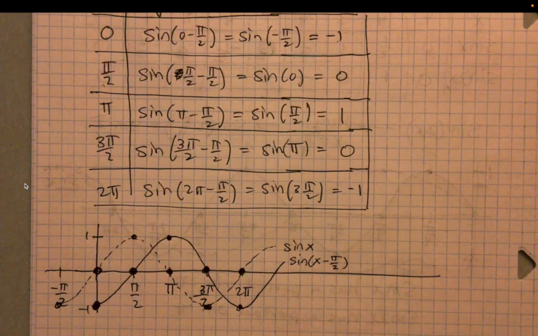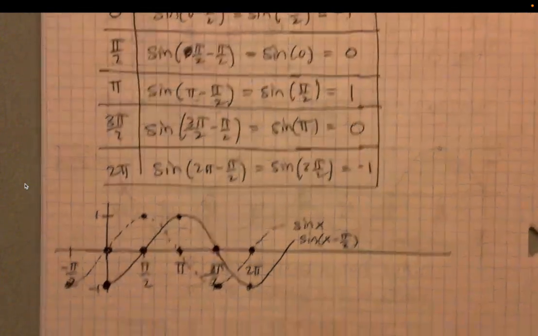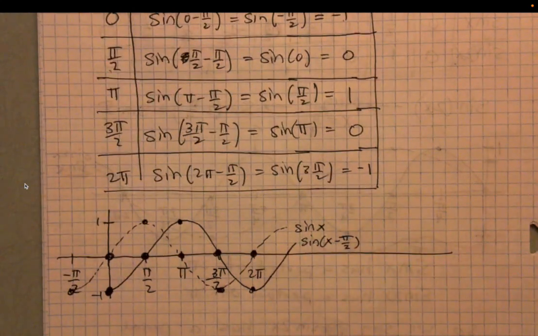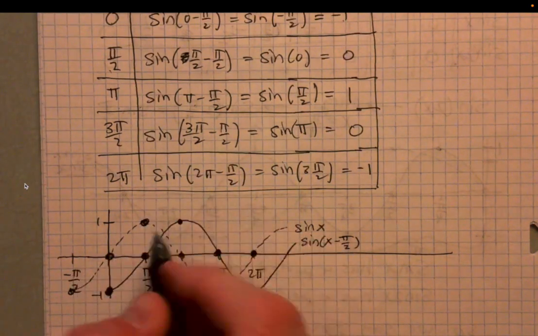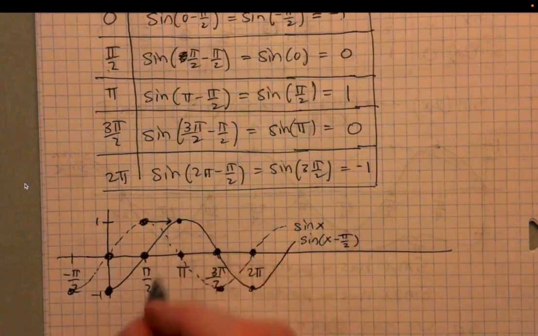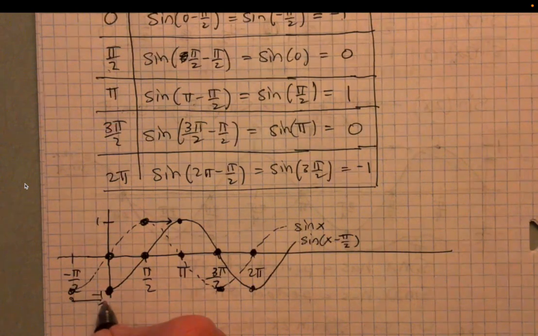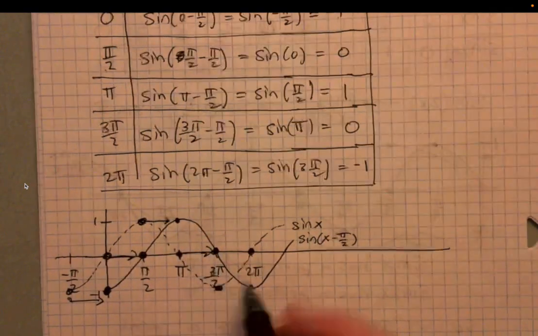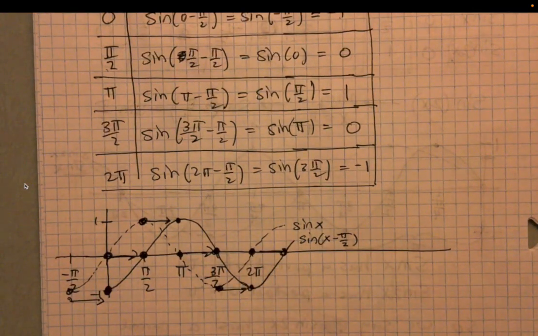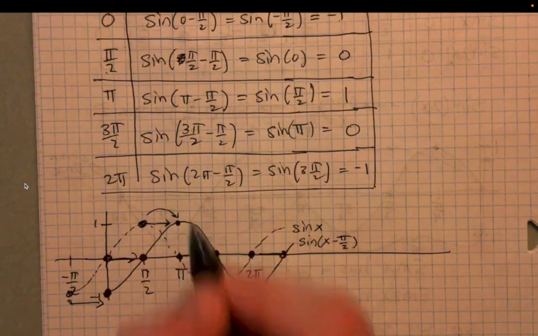So what has it done? What has adding the minus pi over 2 to the argument done to the sine function? Well, it's shifted it, hasn't it? This point here, for example, has moved over to here. And this point here has moved over to there. All of these points are just shifted over. So everything is shifted. This one went over here.